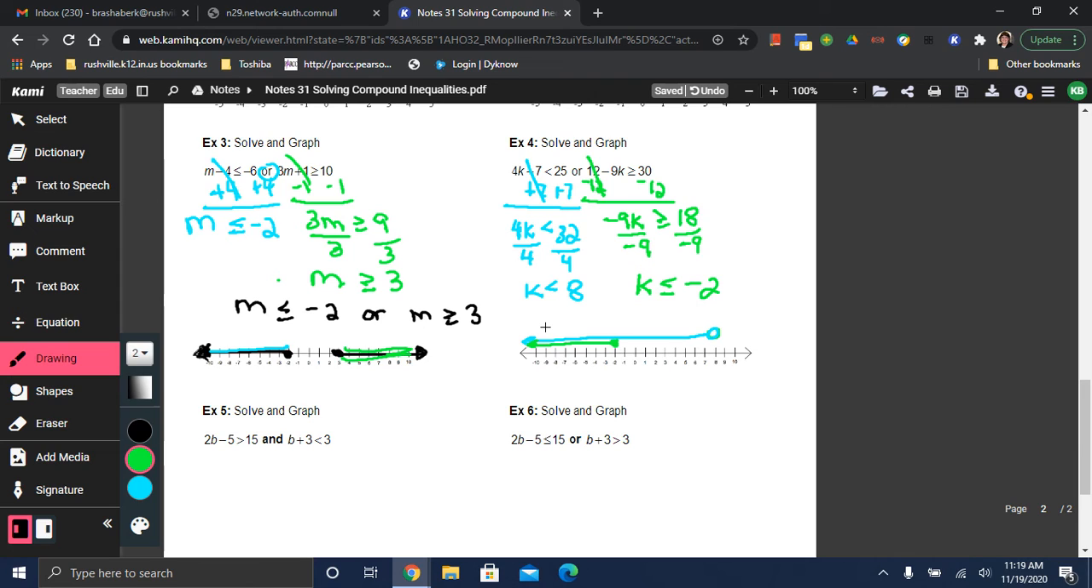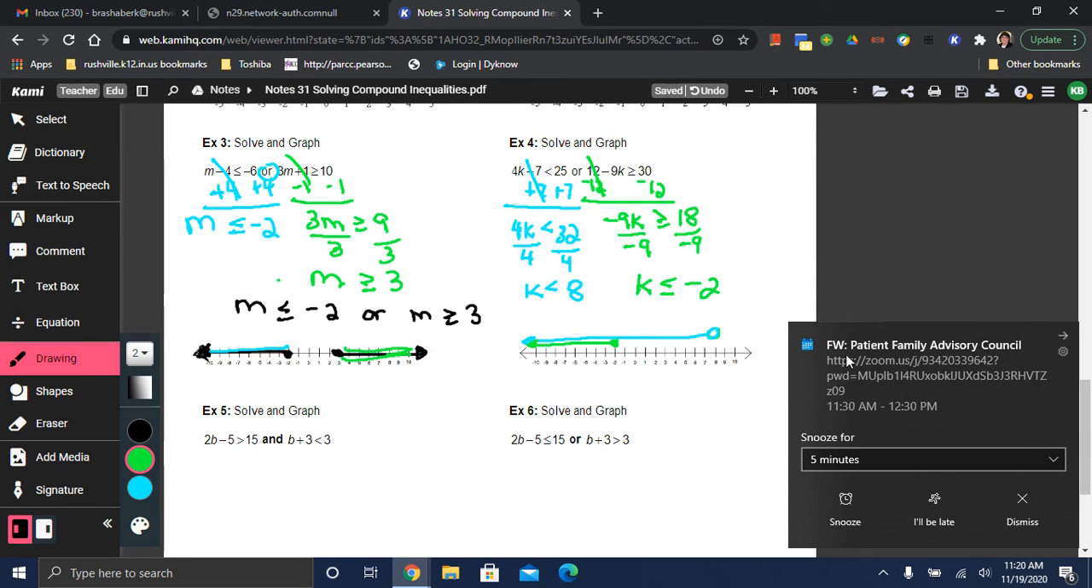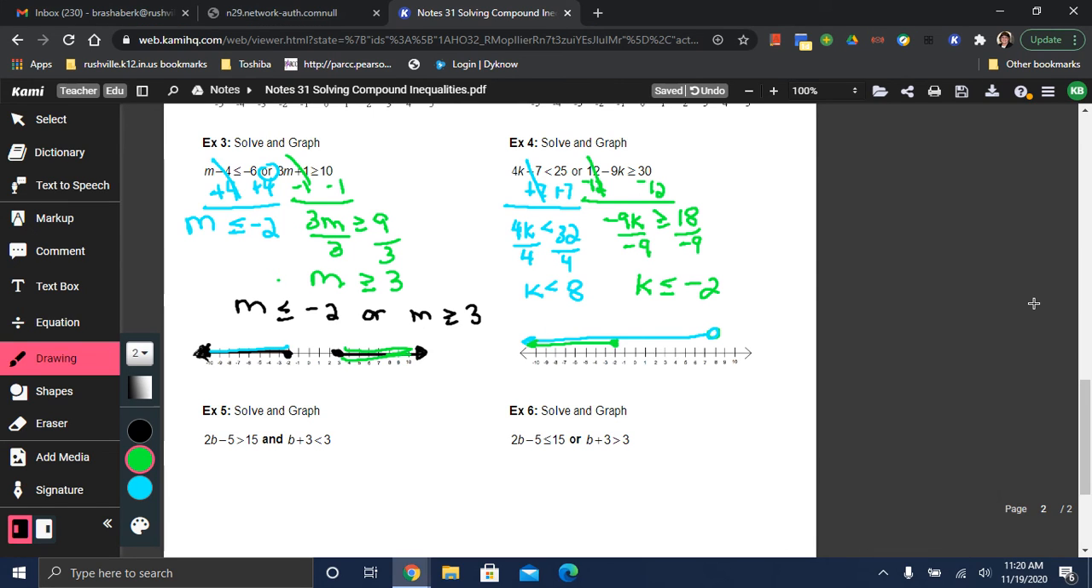Now, I need to make a decision about my final graph, because I don't want to have two arrows going in the same direction. So I will remember that on an OR graph, it has to be that at least one part is true.